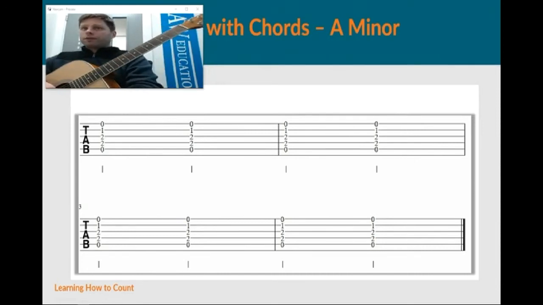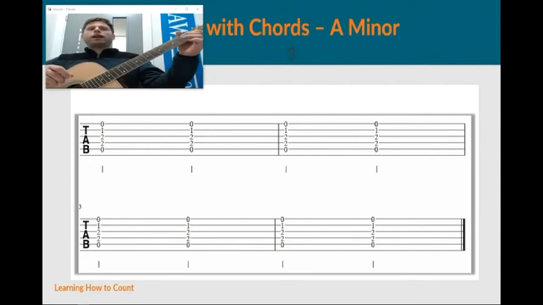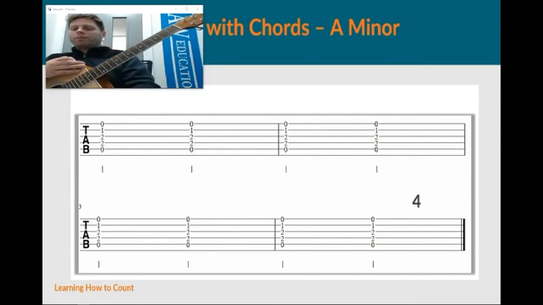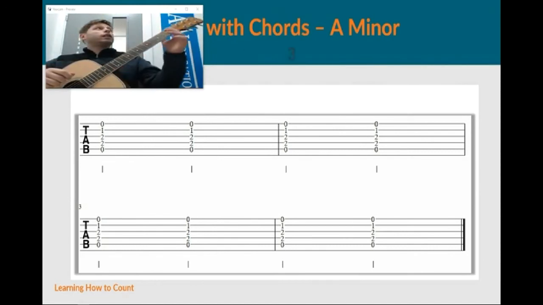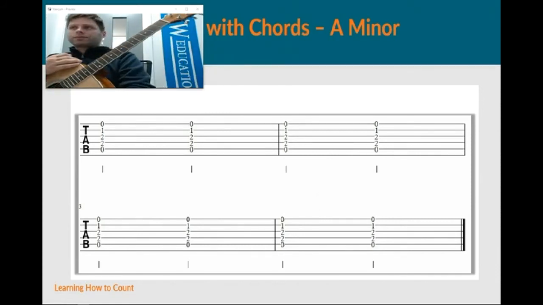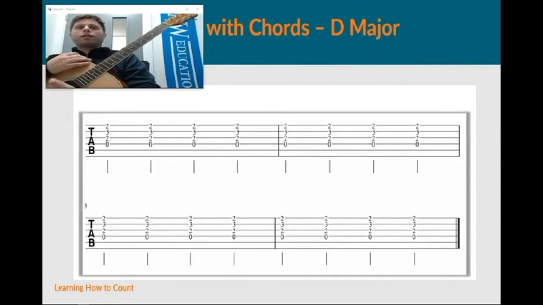Okay, so let's do that again. One, two, ready, and one, two, three, four, down, strum, down, strum, down, strum, three, and four. Right? So that is the A minor. Alright, let's do this one more time. One, two, ready, and one, two, three, four. Down, two, three, four. And down, two, three, and four. Okay. So that right there is the half note.